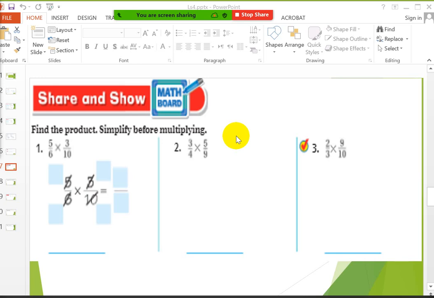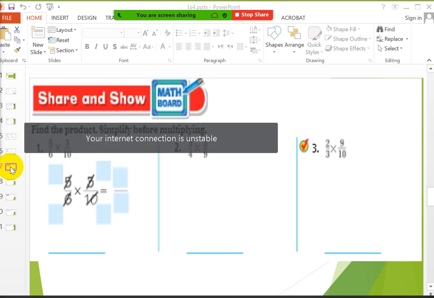Girls, yesterday we talked about how to simplify the numbers or the product between two fractions before multiplying. And I told you yesterday that will help you to make the multiplication easier for you.